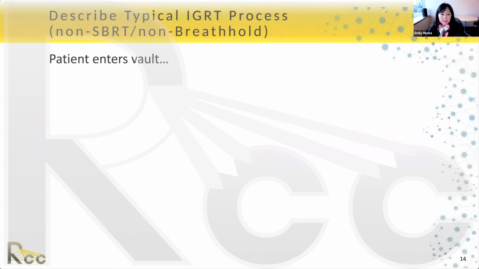So, setting the stage, I thought it would be helpful to first think about what a typical IGRT process looks like for non-SBRT. Just to compare and contrast, what are the additional considerations we have to take into account when we are doing SBRT versus non-SBRT treatments? So we have the patient enter the vault, and then what do we do? What are some of the things that we do next? Feel free to type.